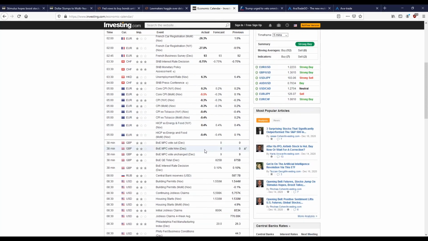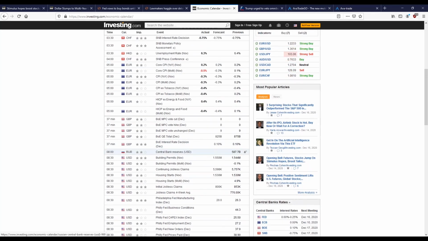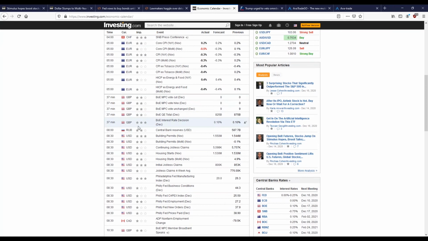So pretty flat. The focus really could be on the GBP here, as there are some large announcements coming in within the hour. Bank of England interest rate decision, big deal here coming out of Great Britain in about 37 minutes. So we could see some huge movement on the pound very soon.